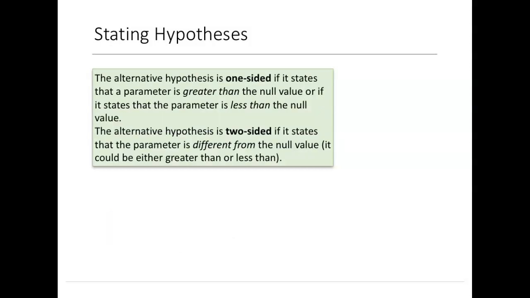So we call the alternative hypothesis one-sided if it's what we call a one-sided inequality, so less than or greater than. And it's two-sided if the alternative states that it's different from the null hypothesis. And so when we say different, it's still an inequality, but it's specifically this inequality. It's not equal to.